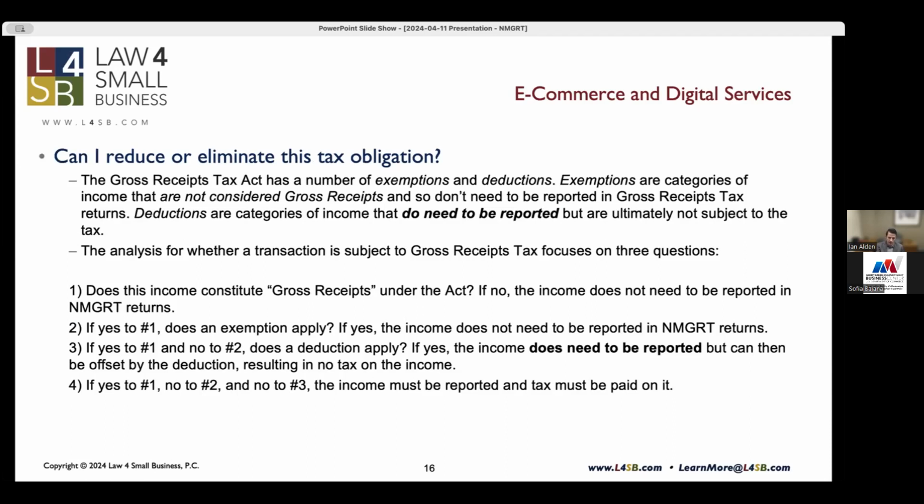If a deduction does apply, you do need to report the income, but you can then offset that income by the deduction, which nets out, and there's no tax on the income. So you do the gross receipts tax return, you list the income, there's a section for deductions that you can claim, you pick the specific deduction, and then you say this dollar amount is subject to the deduction, and then you charge tax on the difference, like anything that's left over after applying the deductions. If it's gross receipts and no exemption applies and no deduction applies, the income must be reported and tax must be paid on it.